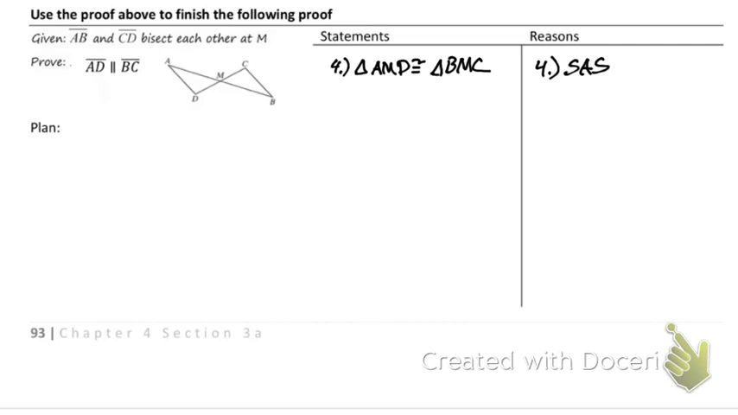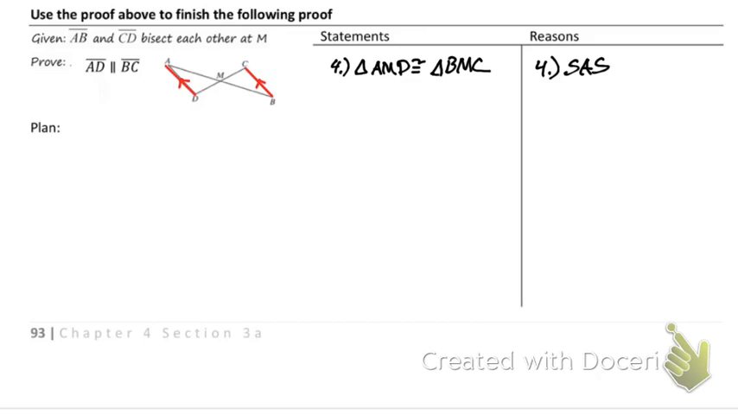So let's look here. It says that I need to prove that AD is parallel to BC. Let me highlight those really quick. AD and BC, I want to prove that those two things are parallel. The only way to prove two lines are parallel is using our converses: alternate interior converse, same side interior converse, or corresponding angles converse. As soon as I say prove two lines are parallel, you are looking for alternate interior angles or corresponding angles. Really those are the two main ones.